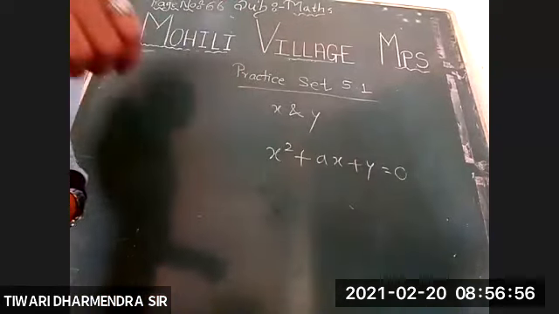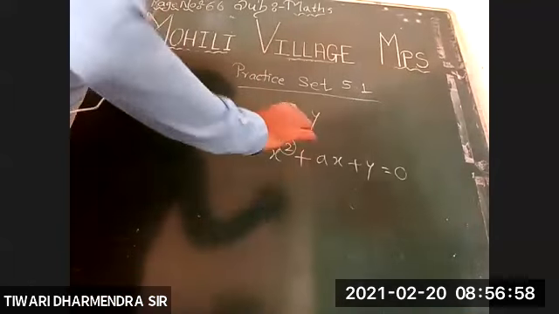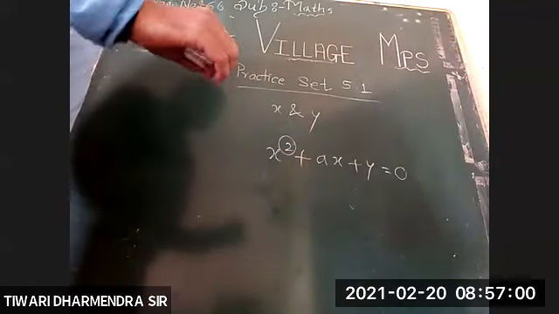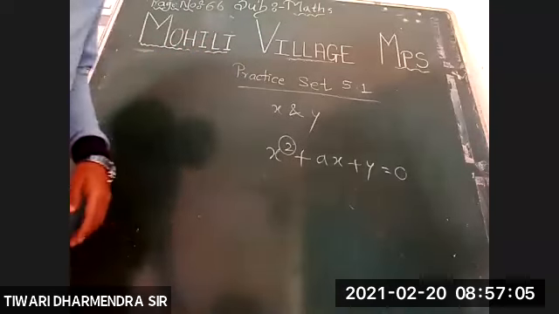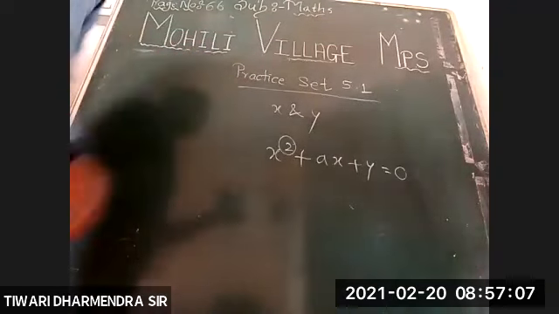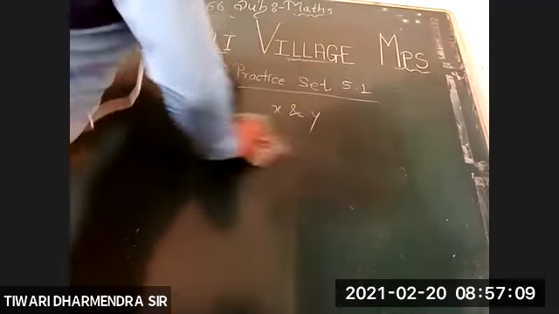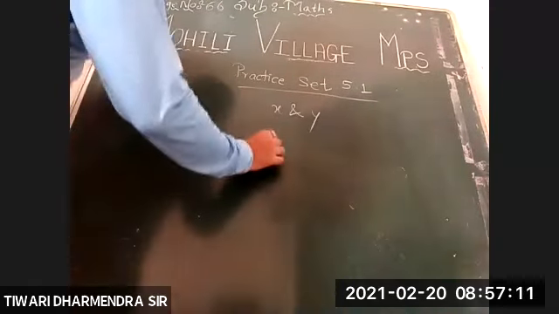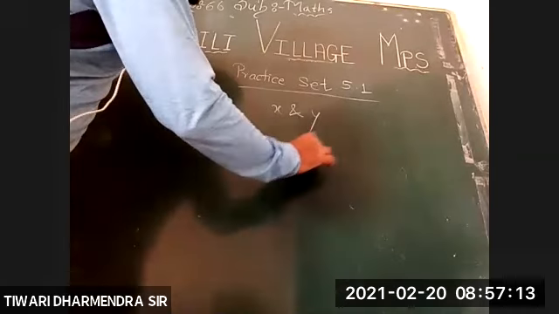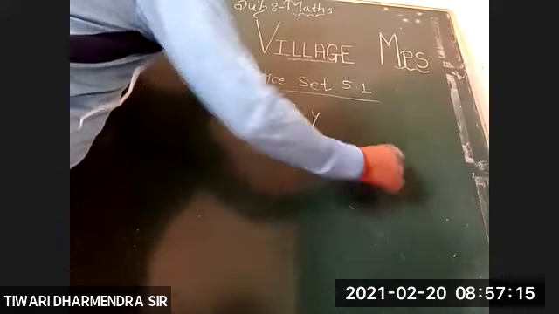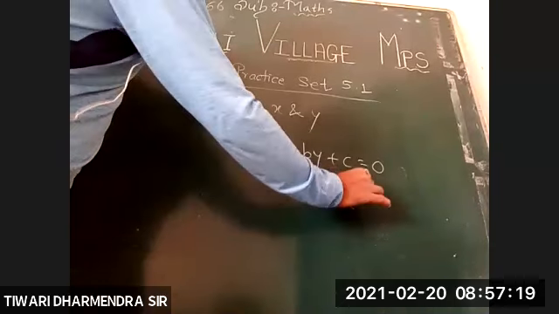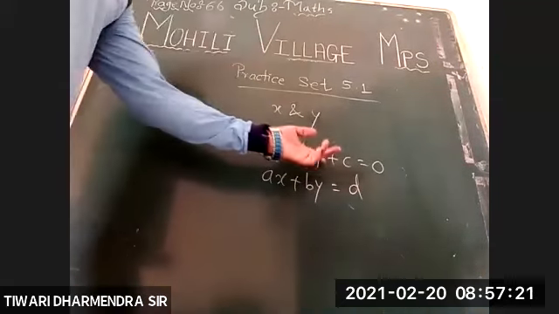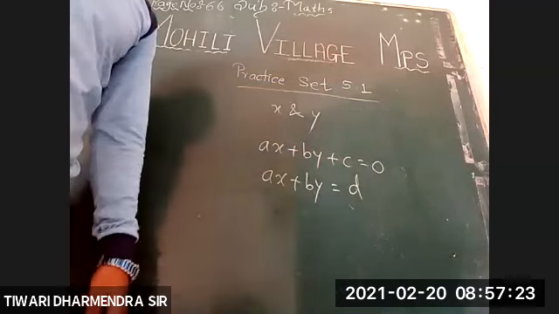No, it is not linear. Why? Because we are having degree as 2. Any degree other than 1 is never a linear equation. Please remember, as we are doing it in terms of 2 variables, this always should be of this form: ax plus by plus c equal to 0, or sometimes you can write ax plus by is equal to d. No issues. You can write the constant term on right hand side.